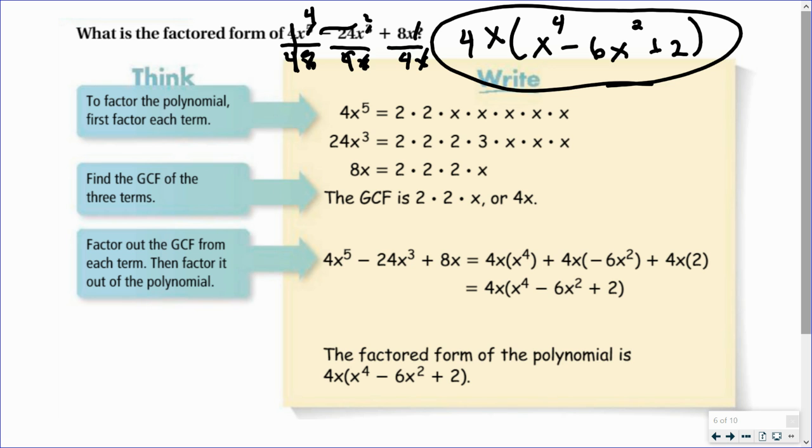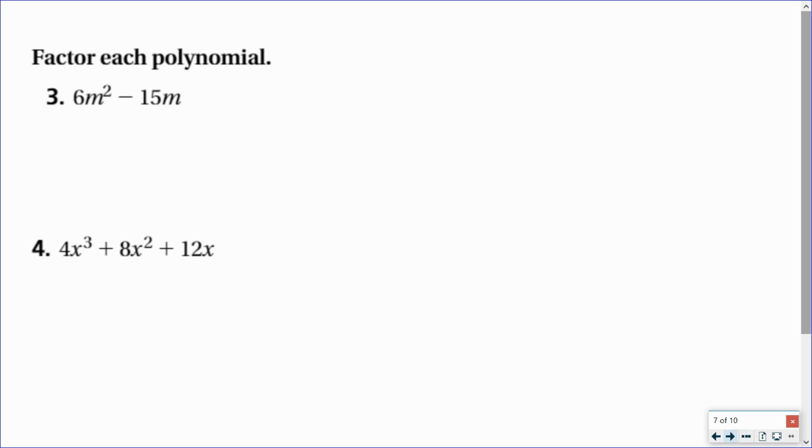Now this, without a doubt, does take a little bit of practice for us to get this really understood.